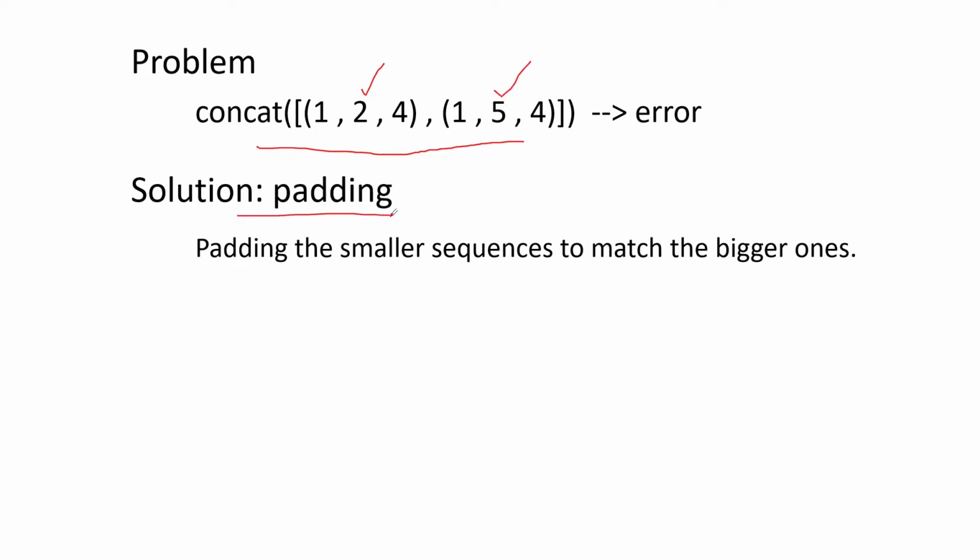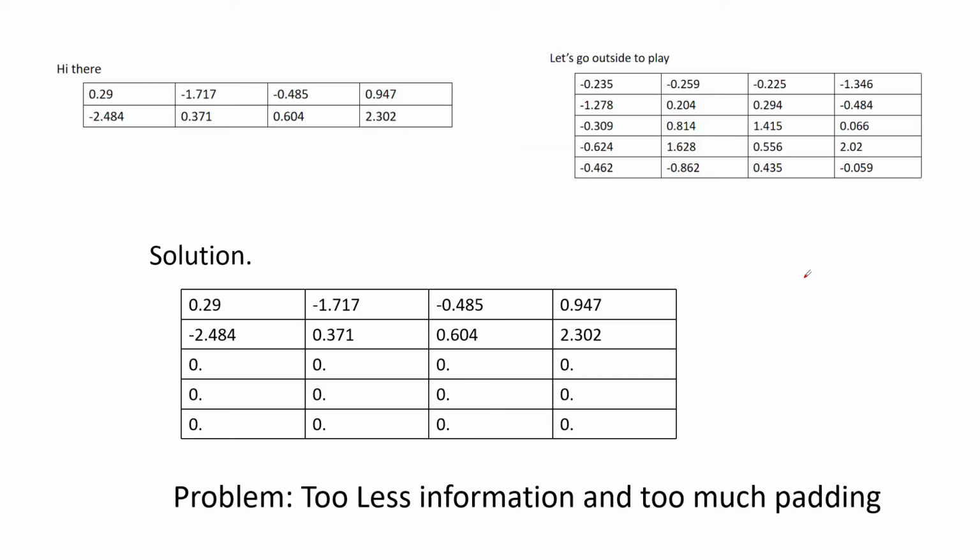The solution is called padding. You pad the smaller sequences to match the bigger ones. So how are we going to do this? In this case you can see it is 2 cross 4 and this is 5 cross 4. What happens is this 2 cross 4 will be padded with zeros, see over here zeros. Now this is also 5 cross 4. Why? Because we have added the padding. There are 5 rows and 4 columns.